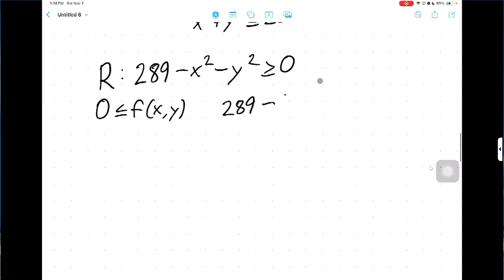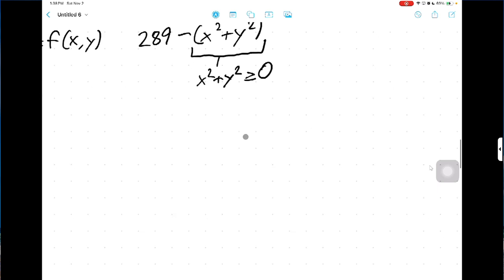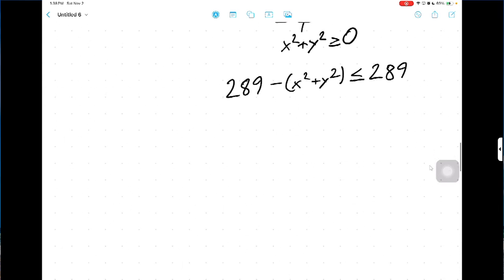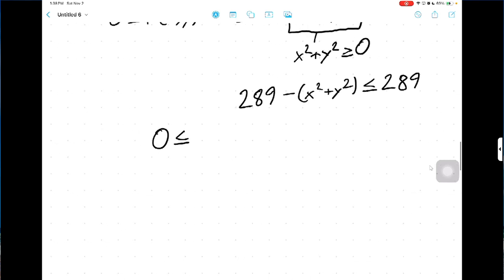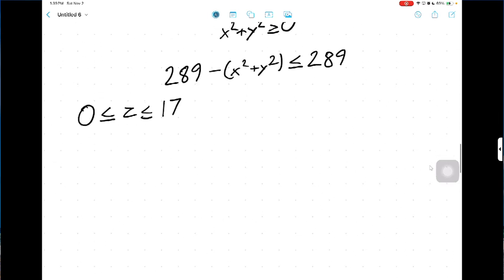Now, for our range, I want to go back to what we had here, 289 minus x squared plus y squared, like this. X squared plus y squared is always going to be bigger than or equal to 0 because the x squared and y squared are both raised to even powers. Because of that, 289 minus x squared plus y squared is going to be, at the most, 289. Using these two facts, we get our range. Here is going to be 0, z, and then 17, because this was essentially trapped underneath the square root. So our range is at most the square root of 289, or 17.